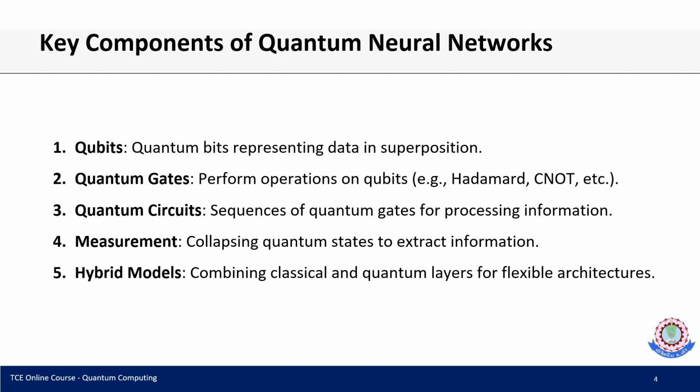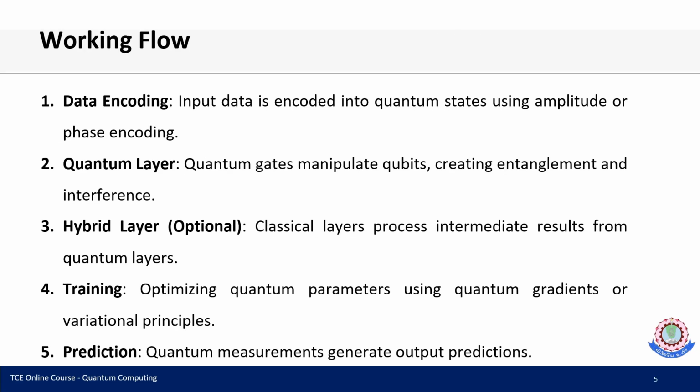Key components of quantum neural network. Qubits are very important for understanding the data in superposition. Quantum gates perform operations on qubits, and a quantum circuit is a sequence of quantum gates for processing the information. Measurement collapses quantum states to extract information. Hybrid model, classical and quantum layers for flexible architecture.